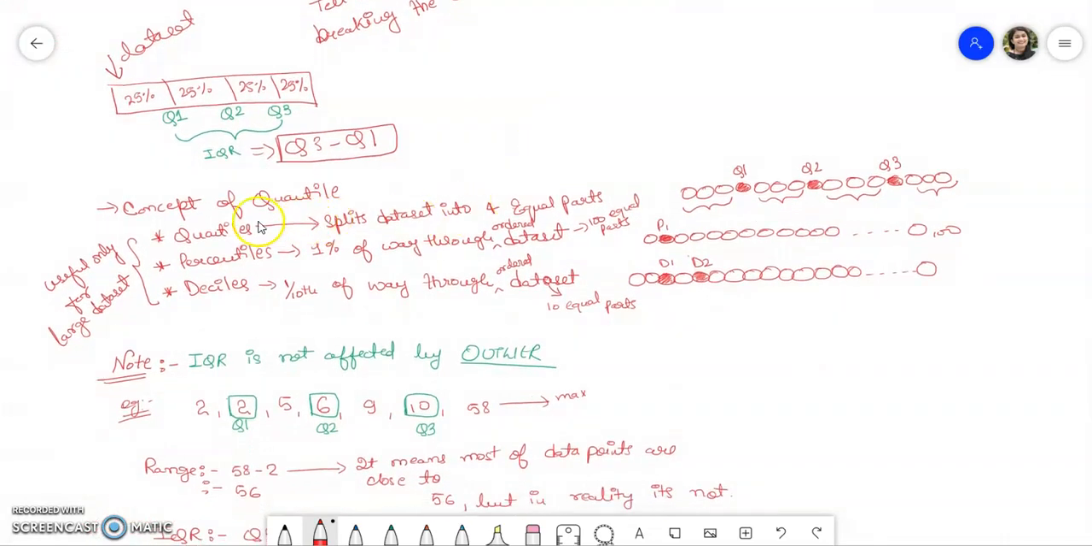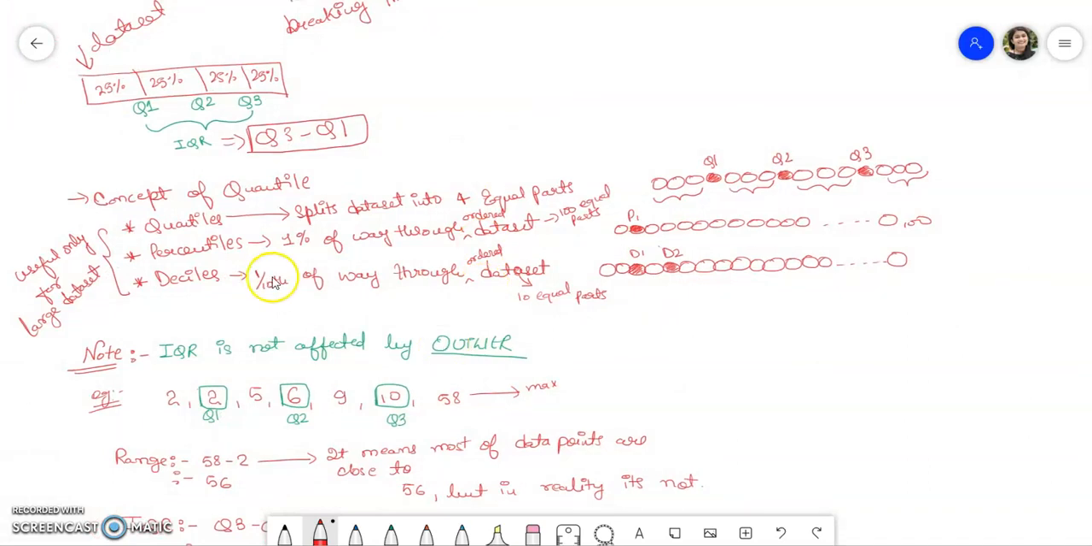Then there are other things you should understand for more clarity. Quartiles will split the data set into 4 equal parts. So if you see, this is my data set and I have divided the data set into 4 equal parts. This is one part, 1, 2, 3, 4.